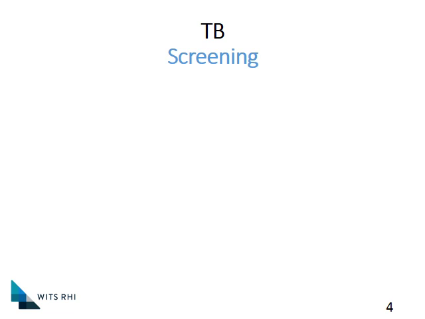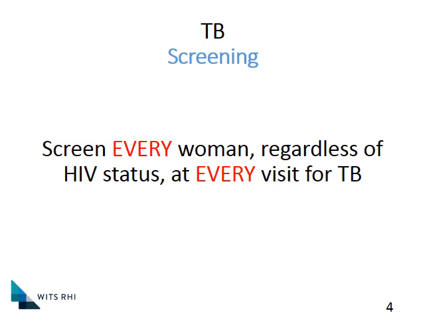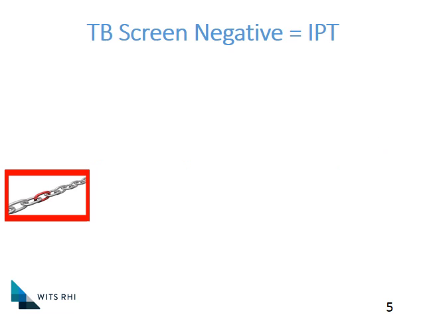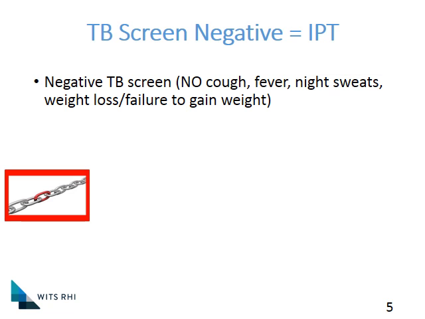So where do we start? Obviously, every single woman who is pregnant must be screened for TB at every single visit. And here they mention our HIV status, but obviously all women must be screened for TB. So great, we screen for TB and our mom is TB negative. Any HIV positive woman who has got no TB symptoms must be given IPT.